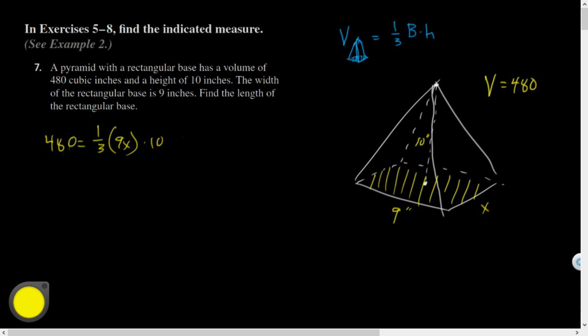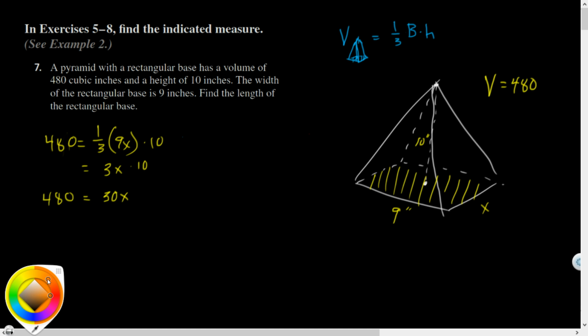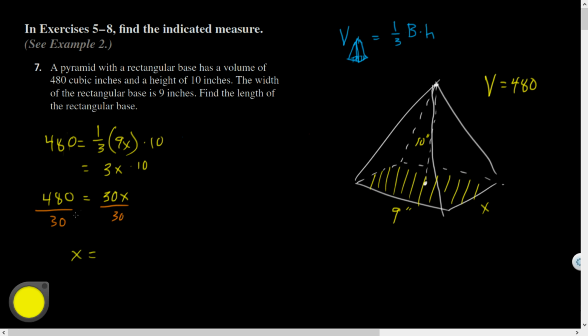So I plug in what I know, solve for what I do not. Let's simplify this. 1/3 of 9 is 3x times 10. 3 times 10 is 30, so 30x equals 480. Divide both sides by 30, and then I can just algebraically, systematically solve this for my unknown dimension. Zeros cancel out. How many times does 3 go into 48? 16. All right, so my rectangle is not to scale, and this would be in inches.